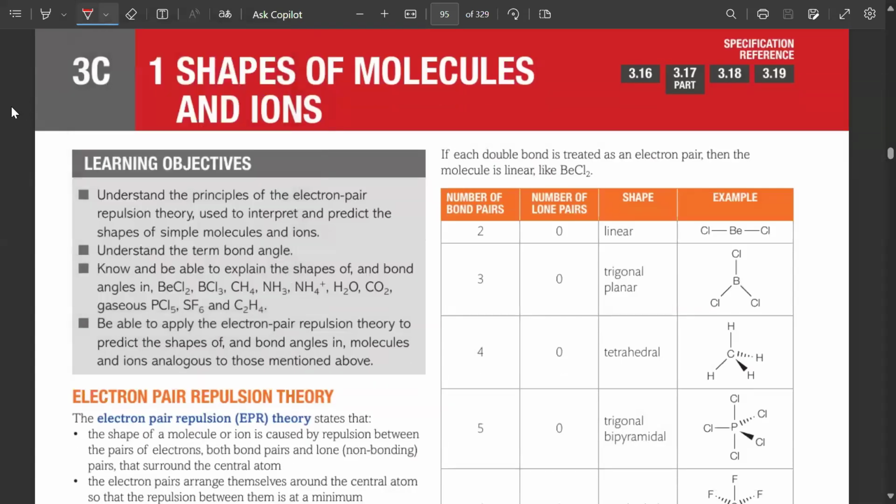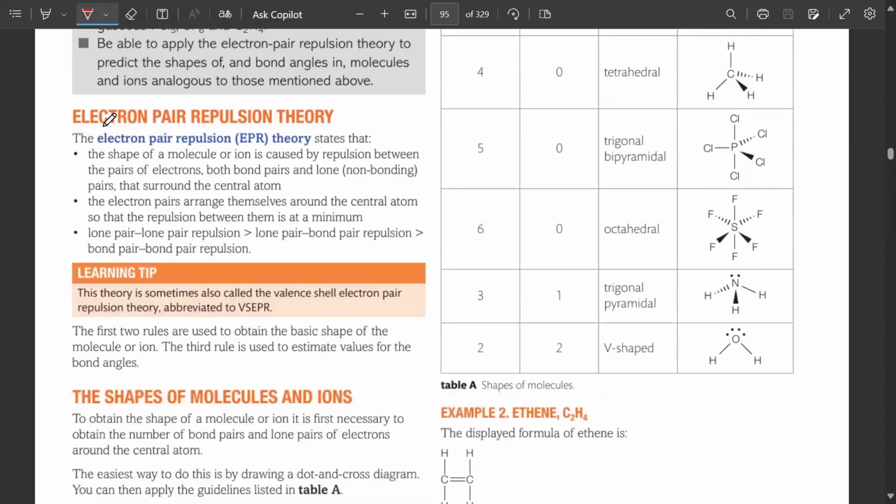All right, so today we'll be starting off with, again, your paper number one, topic 3C of chemistry, which is the shapes of molecules and ions. And why do different molecules and ions have different shapes? There's a reason, and it is all based on the theory known as VSEPR theory. It's the valence shell electron pair repulsion theory.